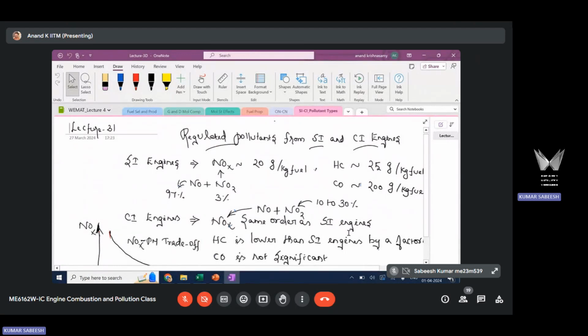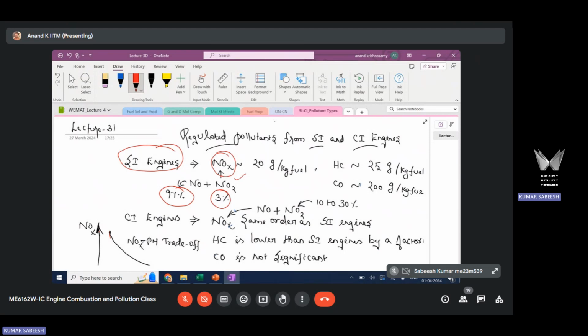What are the typical values of these pollutants emitted from SI and CI engines? In a spark ignited engine, you have 3 major pollutants out of the 4 we discussed just now as primary pollutants. One is NOx. NOx is NO and NO2. Out of this, NO levels are very high from an SI engine, around 97% in general. NO2, nitrogen dioxide, is generally very low in an SI engine. We generally ignore this NO2. You can see that it is 3% or less than 3%.